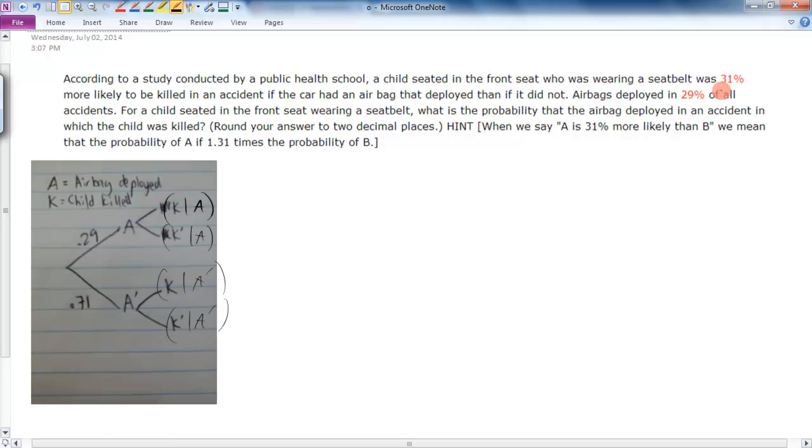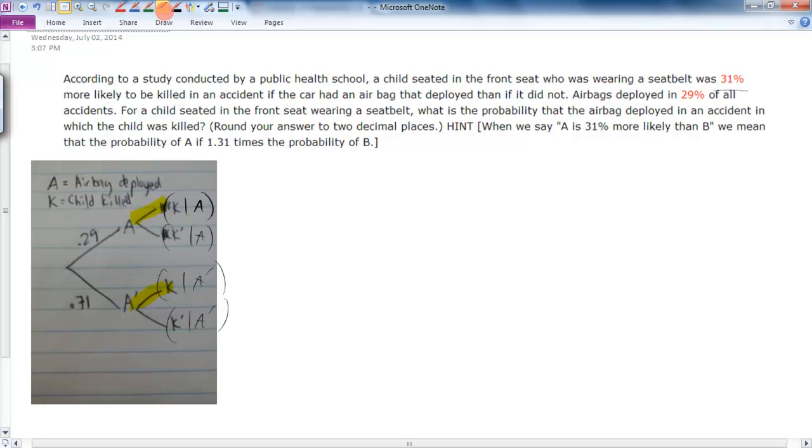Perfect. Now, here's where students have some troubles. This sentence right here with the 31%: a child seated in the front seat who was wearing a seatbelt was 31% more likely to be killed in an accident if the car had an airbag that deployed than if it did not. So they're making a comparative. They're comparing two branches here. They're talking about the child that was killed where an airbag did deploy and where a child was killed if it did not deploy.